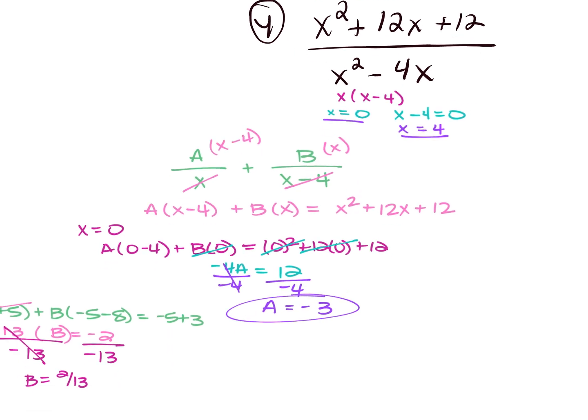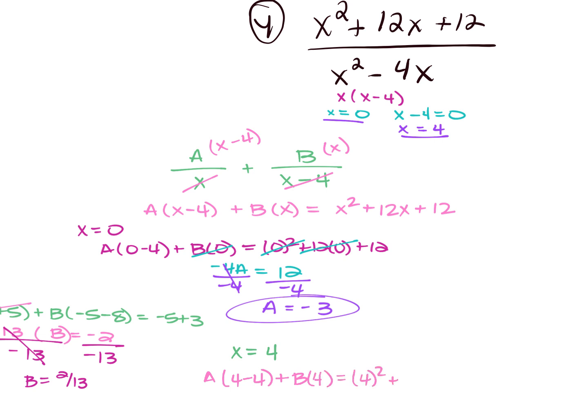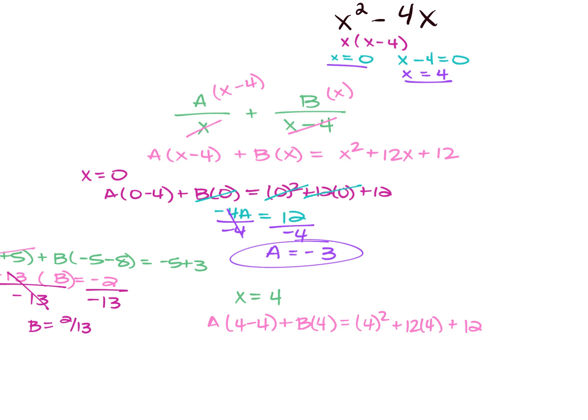From here, you're also going to solve for when x is equal to 4. So that's going to give you a times 4 minus 4 plus b times 4 is equal to 4 squared plus 12 times 4 plus 12. The 4 minus 4 is 0 times a cancels it out. B times 4 is 4b. Your 4 squared is 16. 12 times 4 is 48. And we're going to add 12 to that.